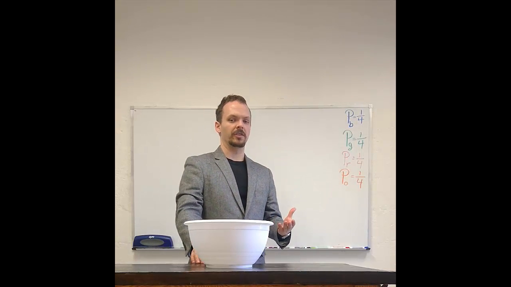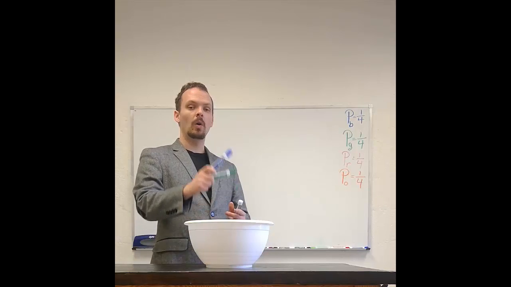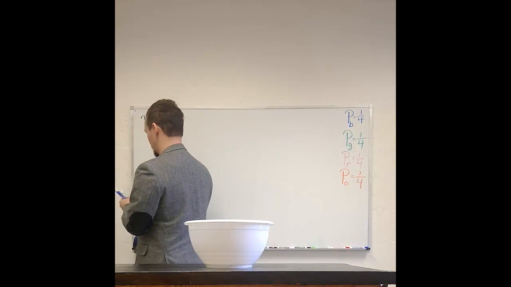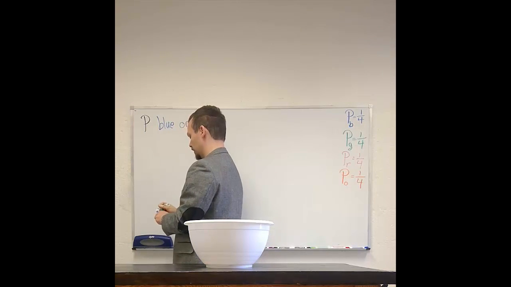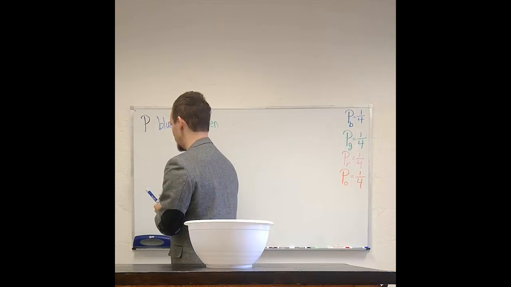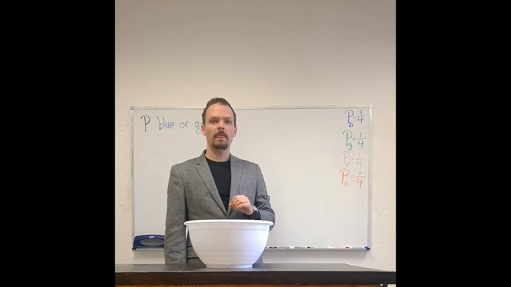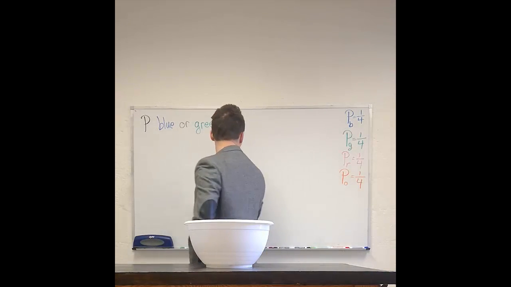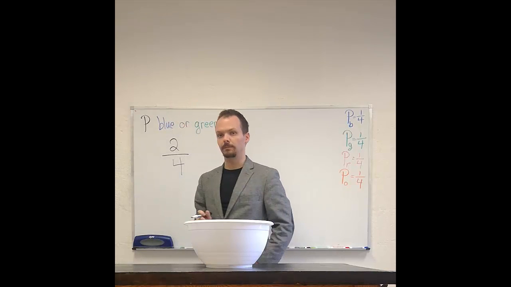Now we want to go on to more interesting questions. For example, what is the probability of me pulling out either the blue or the green marker? So the question we're looking to answer is, what is the probability of blue or green? That's the question we are looking to answer first. All the possible options are, of course, blue, green, red, or orange. How many of those meet my criteria of blue or green? Well, of the four options, two of them are blue or green.